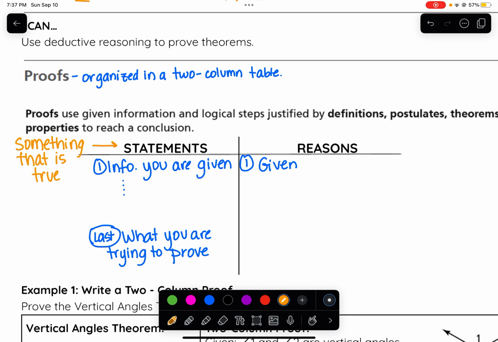And then in the statements, we'll be writing down all the things we know to be true. And then beside those statements, we'll be writing a reason. The reasons that we'll give are why we know this statement is true.